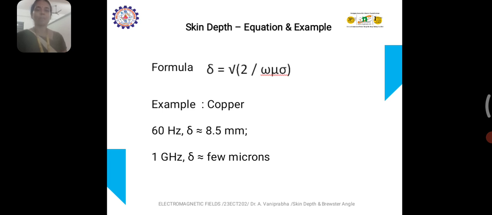For example, consider a material copper. If a wave is propagating through a copper medium at a frequency of 60 Hertz, the skin depth is measured as 8.5 mm. If the frequency of propagation is greatly increased to 1 gigahertz, then it is in the order of a few microns. So the skin depth is drastically reduced if the wave is propagating with a very high frequency.